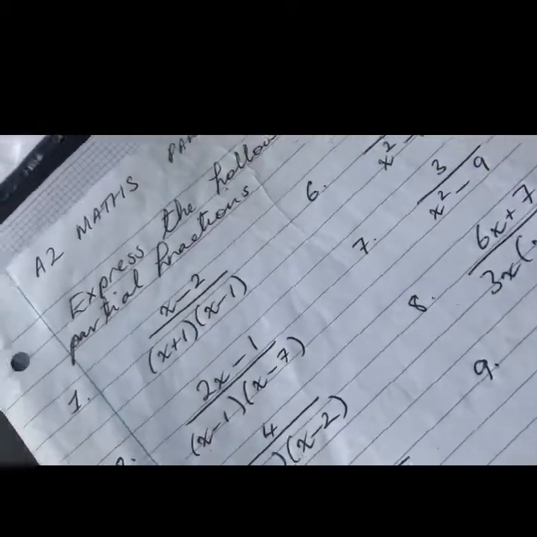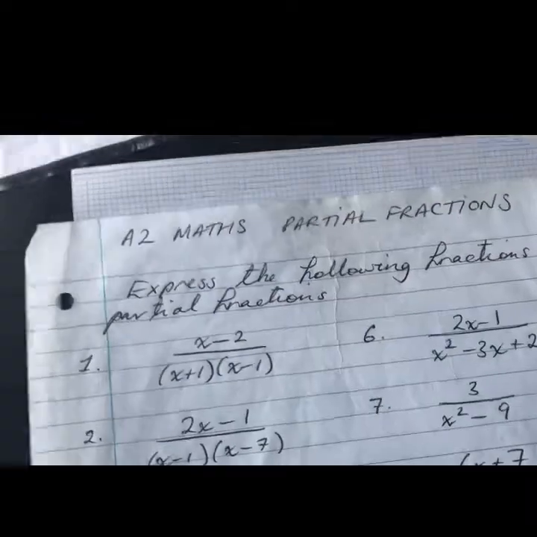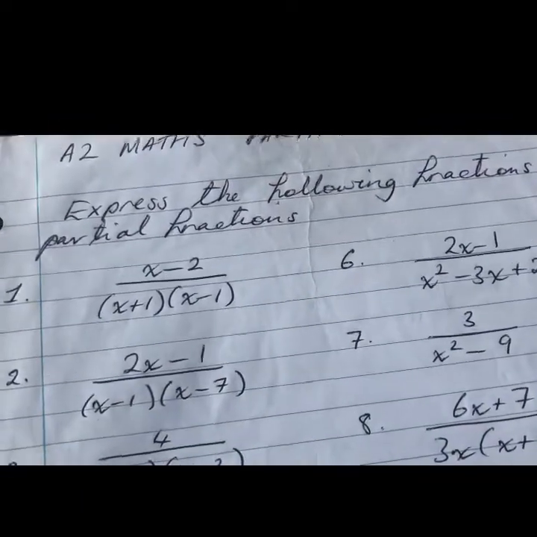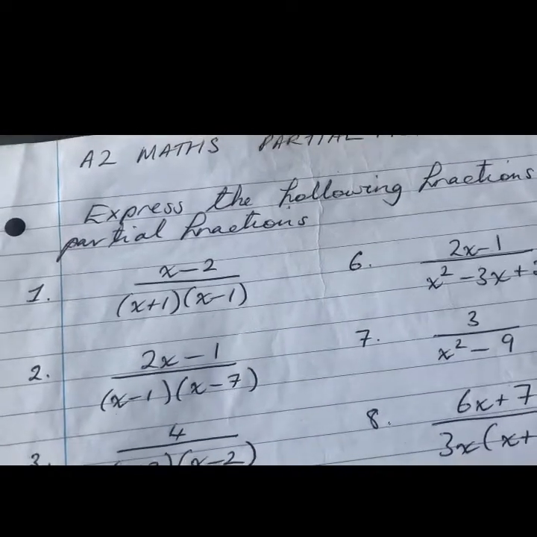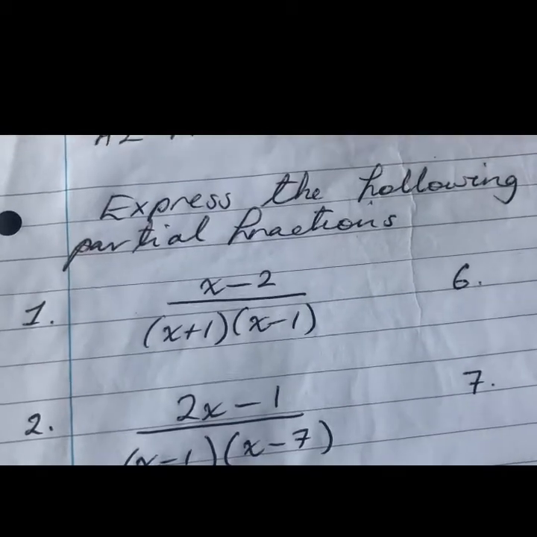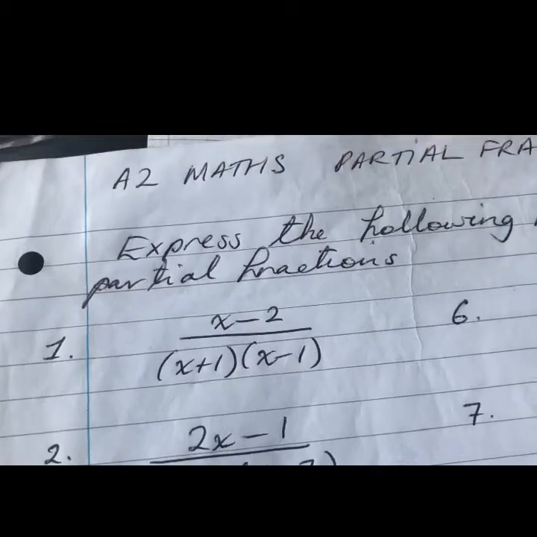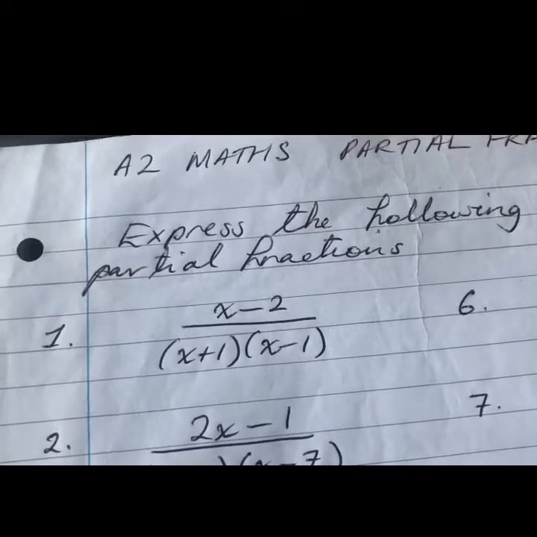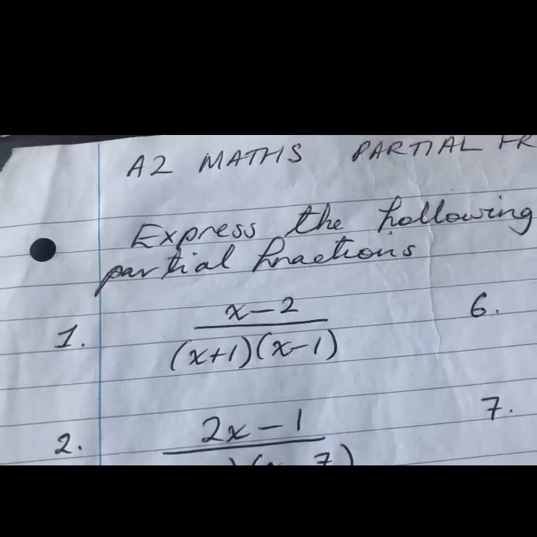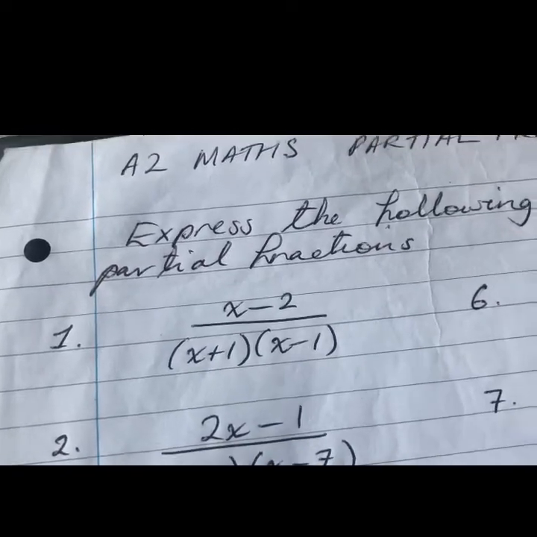So I will send you this sheet. This is the partial fraction sheet. I'm going to look in this video at how to do question 1 and possibly question 2, but it is the same method. What you're presented with here in question 1 is x minus 2 all over x plus 1 times x minus 1. Now notice that that is like an answer to some of the questions that we've had recently, where we have a single fraction with two factors on the bottom.